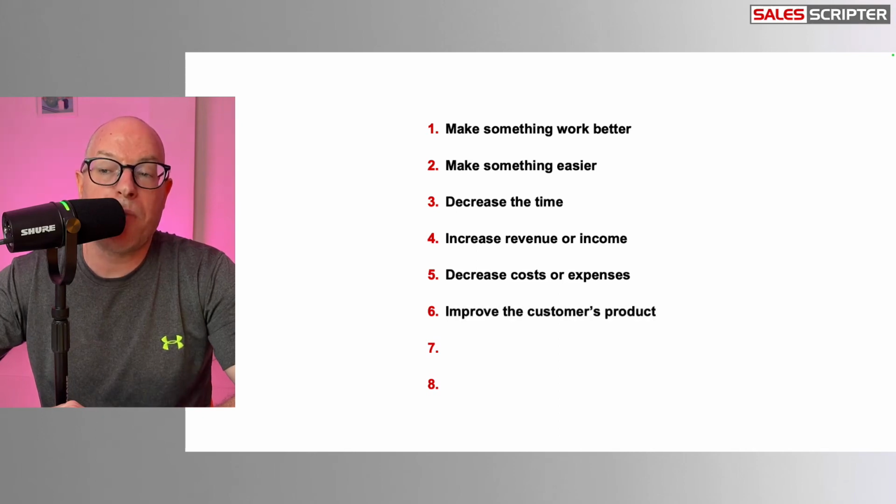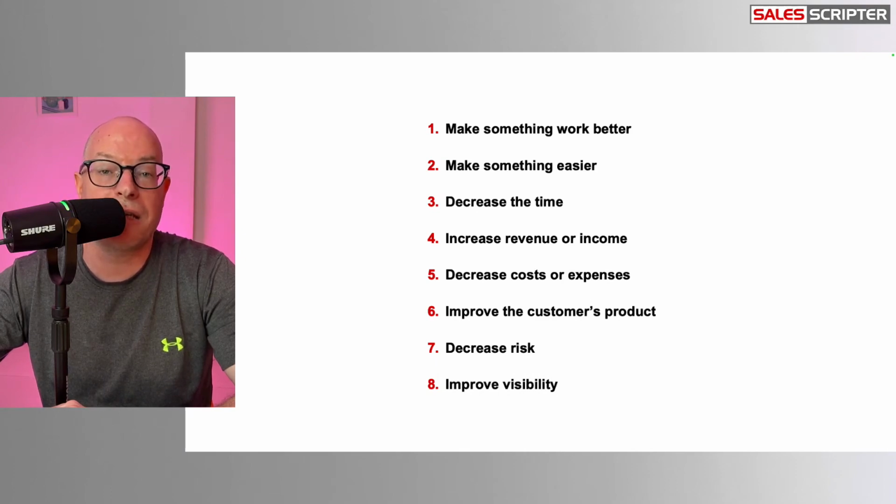We might be able to improve the customer's product. So when they buy our product and use it, it might mean that the product that they deliver, they manufacture, they provide is actually better. Our product might help our customers to decrease the risk of something bad happening in some way or another. Or our product might help to improve visibility and access to information.